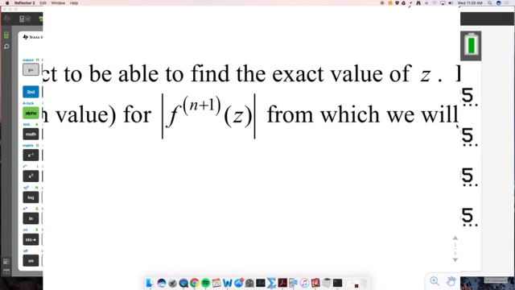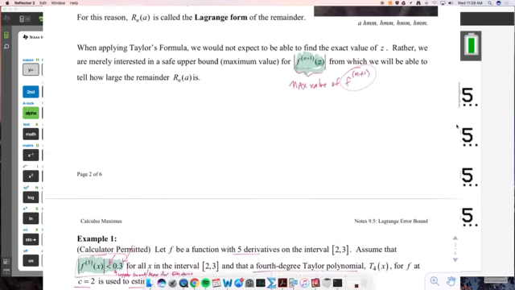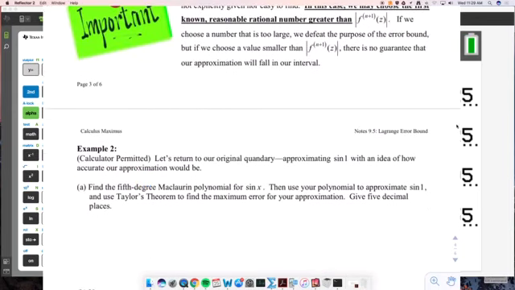So again, Z is the magical value that gives us the true error. We're never going to be interested in finding that number. What we're interested in is finding a safe maximum value of the n plus first derivative. Remember, that's kind of like the alternating series error. That's the first unused derivative term, right? So it's basically Taylor's rule: you take the first unused term and maximize that derivative, and that'll give you an upper bound. All right? So let's try it on example 2.